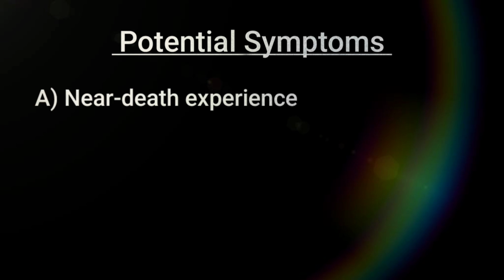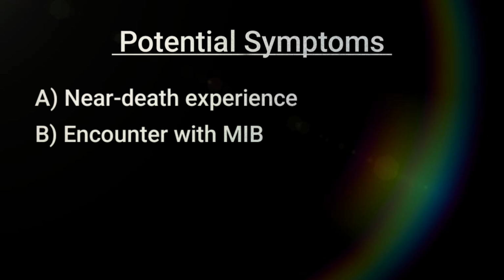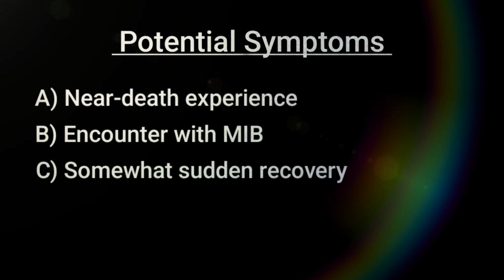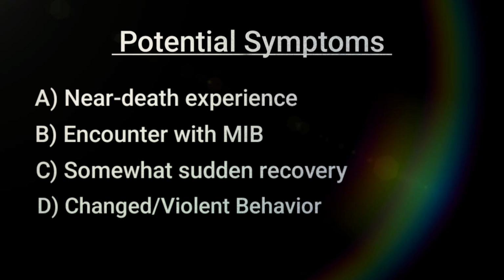Now that we've gone over the symptoms of this sickness and the required conditions for its transmission, let's explore some potential examples that may have escaped our notice. The signs we're looking for are a near-death experience, followed shortly by an encounter with the Man in Black, then a fairly quick recovery, and finally a change in behavior, particularly an increased disposition towards violence. Let's start with Echo.